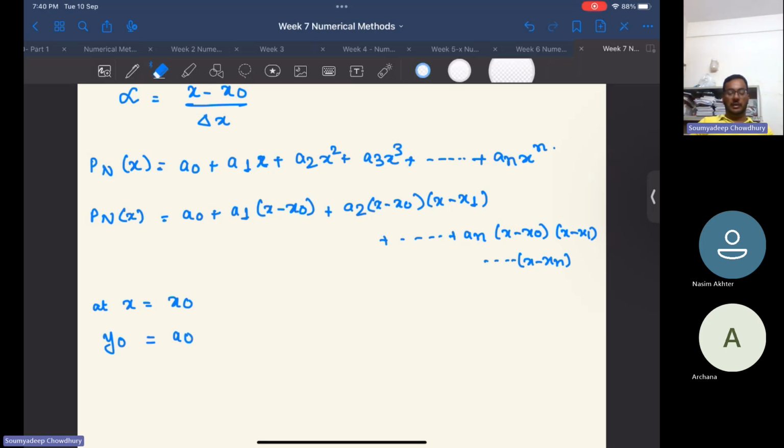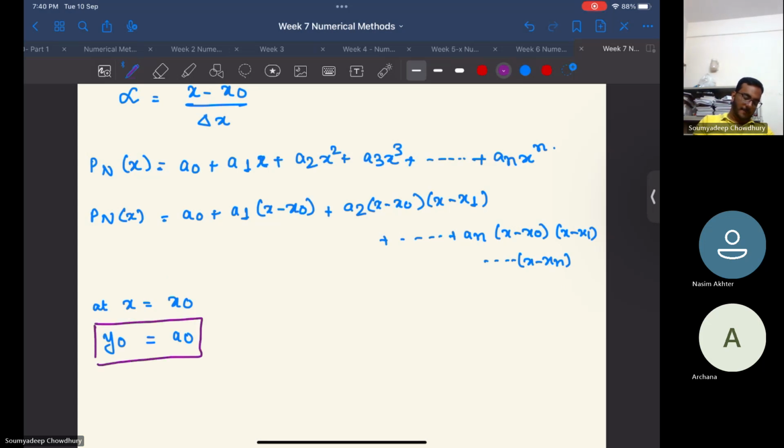And in all the remaining terms, you have x minus x naught there, so all will reduce to 0. So your y naught here is a naught. So y naught is equal to a naught here.